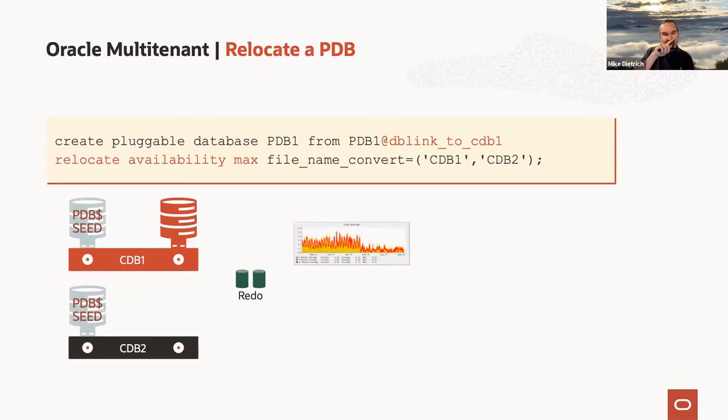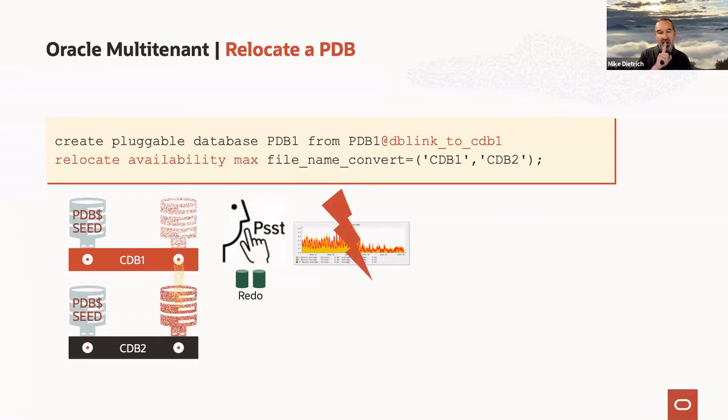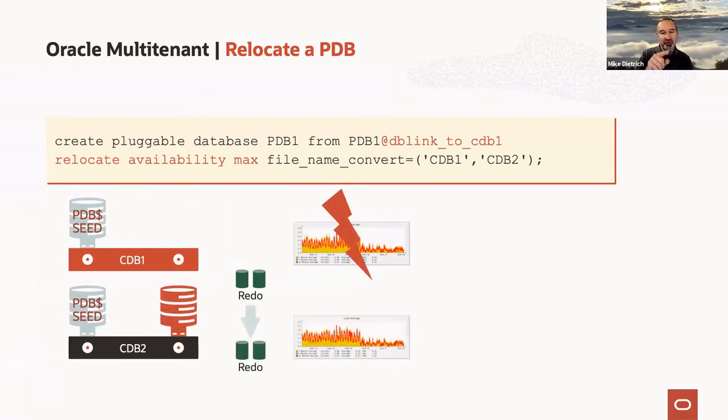We can also relocate, and relocate means we create a pluggable database. So I'm logged into the black one again, and I create it now, but with relocate availability. So this means I have load, and the load is represented by this flame graph here in the slide. So I have load on my red one, and what we do is we quiesce it, and then over the database link, we relocate it.